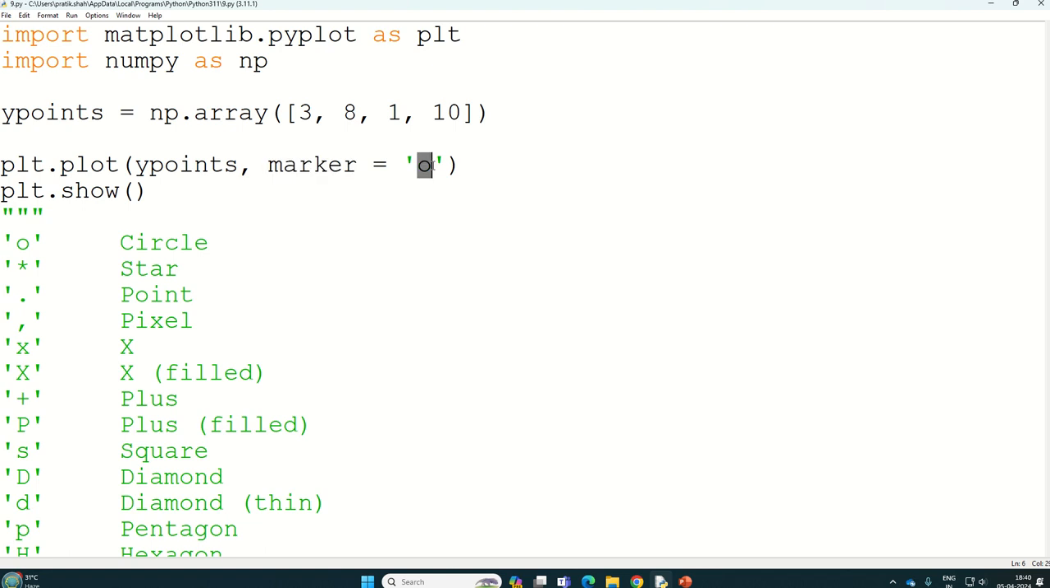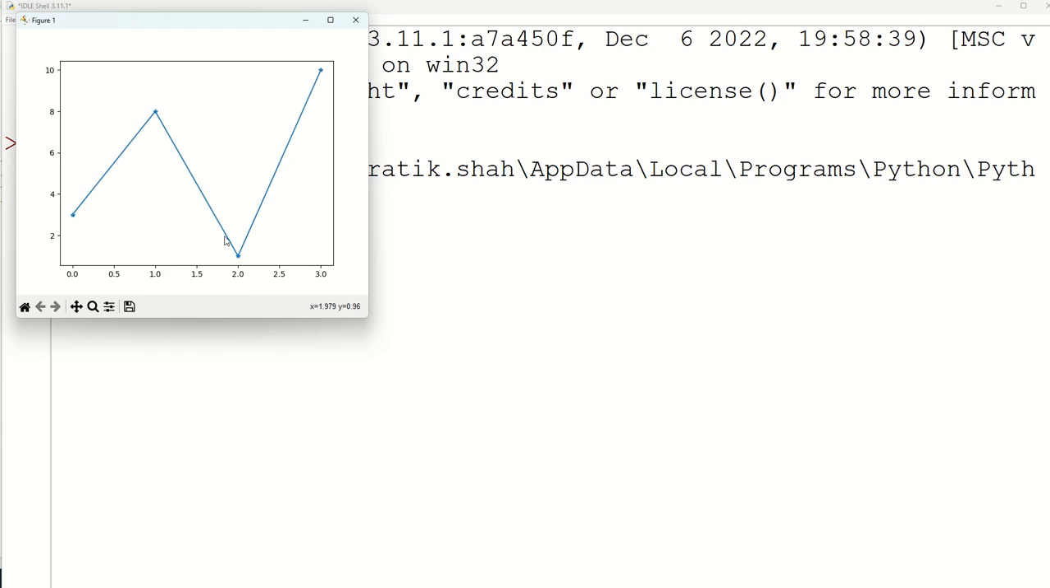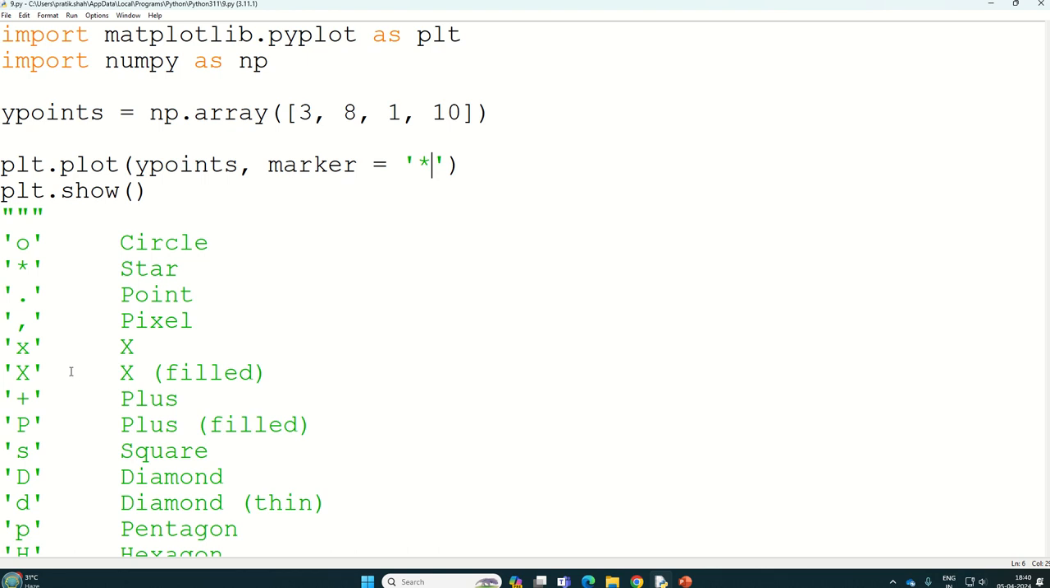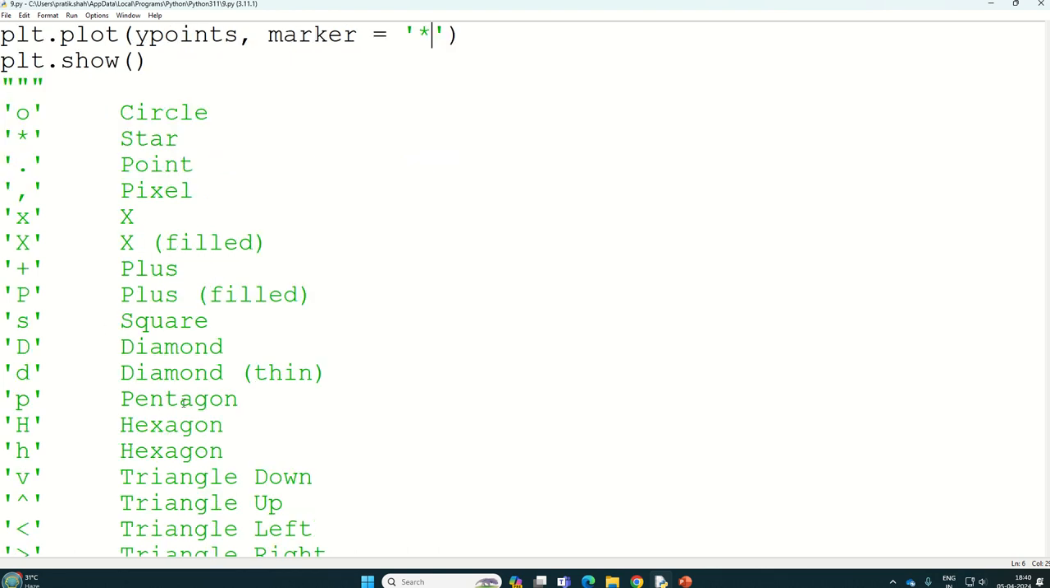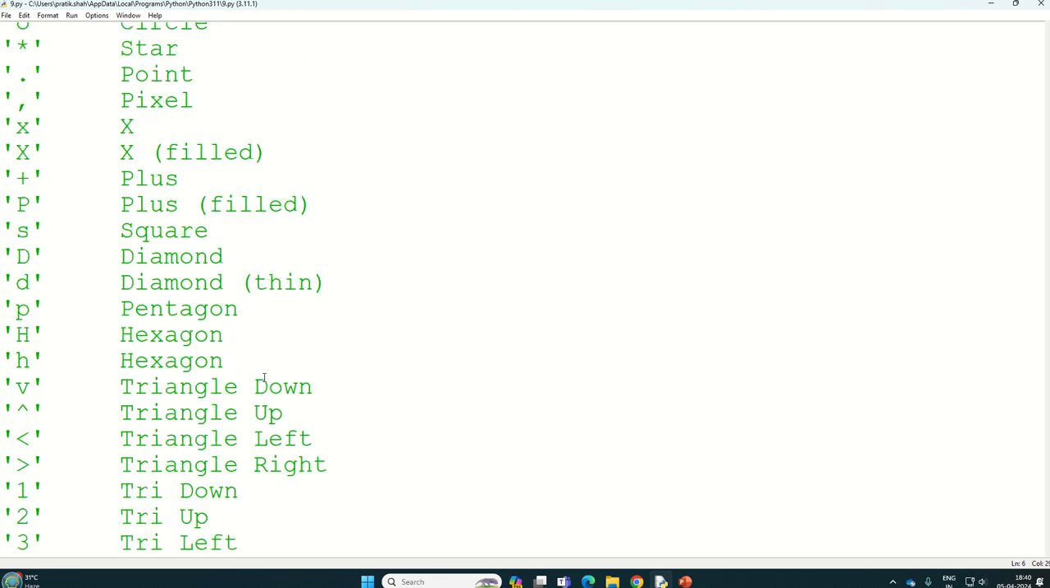O. Suppose I write star, or the asterisk sign, Ctrl S, F5. See, now the star is coming. Same way, we have so many different markers like point, pixel, square, diamond, triangle up, down, left. Here we can also have a triangle, hexagon, vertical line, horizontal line, and square is also possible.